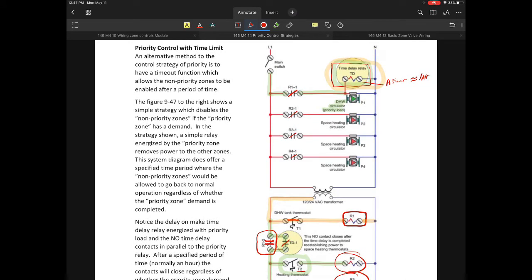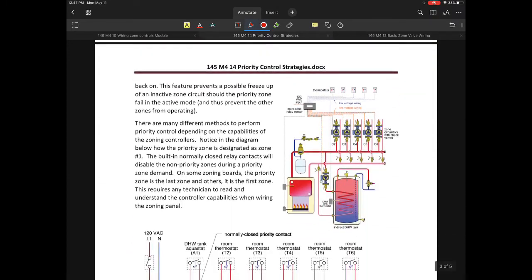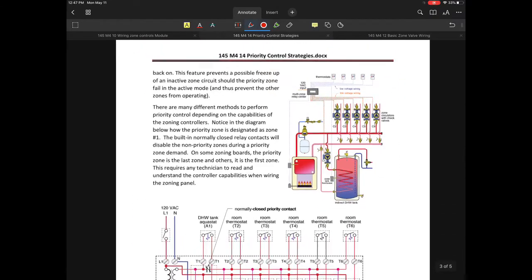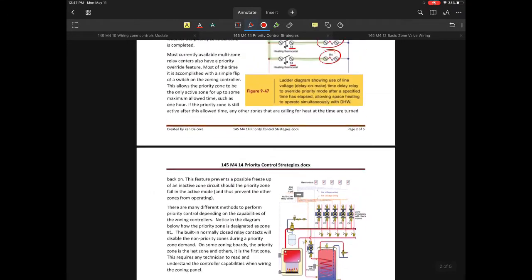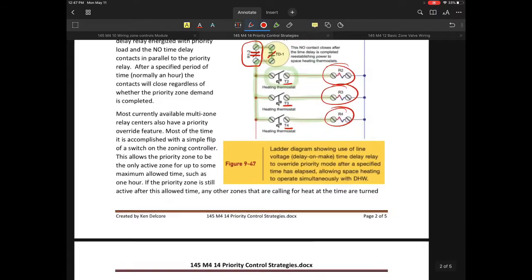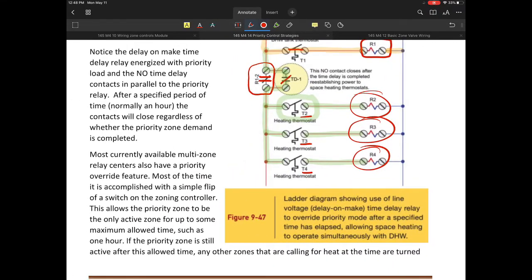It's really a very simple application, and it allows you to provide some sort of time function that says, I'm not going to allow my building to not warm up at all if I don't have some limitation. So I think it's a good strategy. That's one way. That's a basic priority system with a time limit.